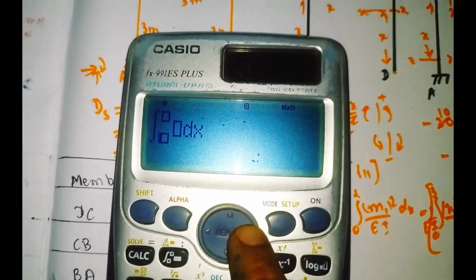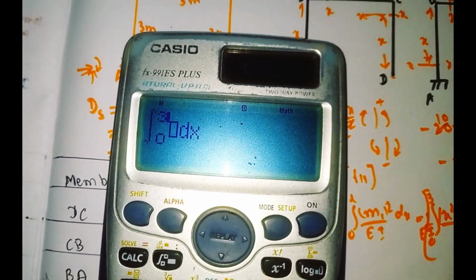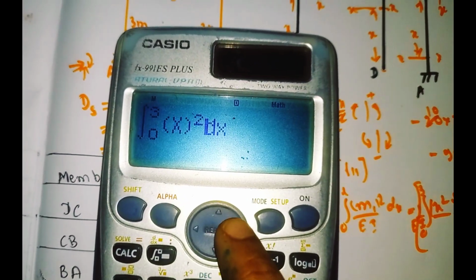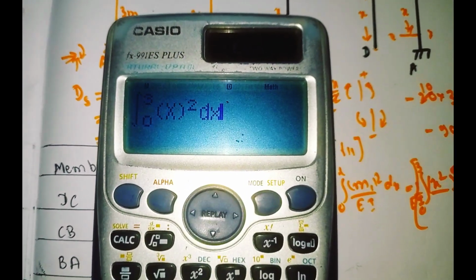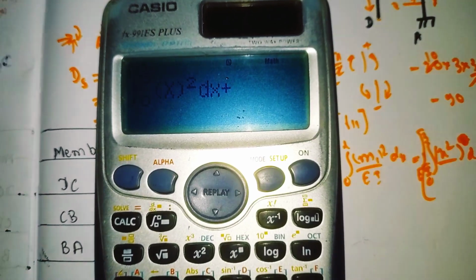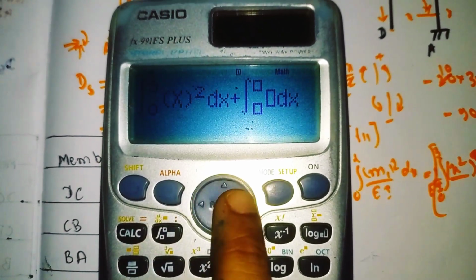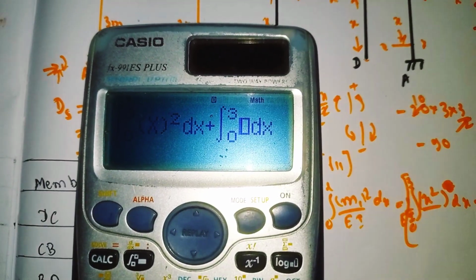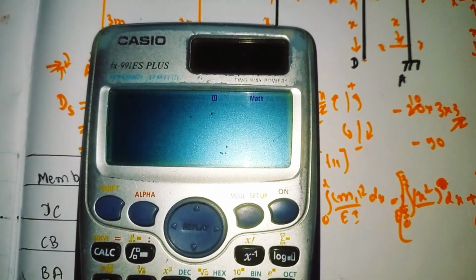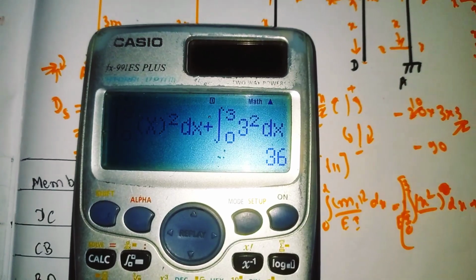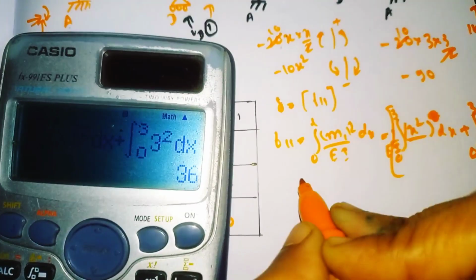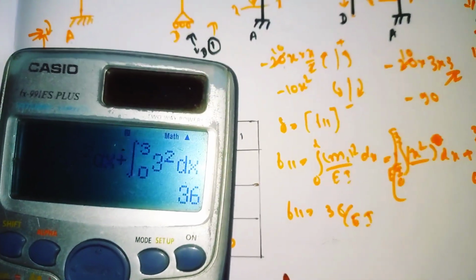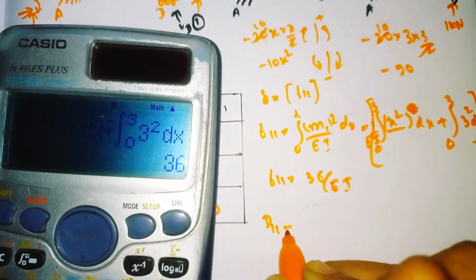So integration of 0 to 3 into x square plus integration of 0 to 3 into 3 square. So now solve it. Our f11 value will come out as 36, so f11 value is 36 divided by EI. Similarly we need to find the d11 also.